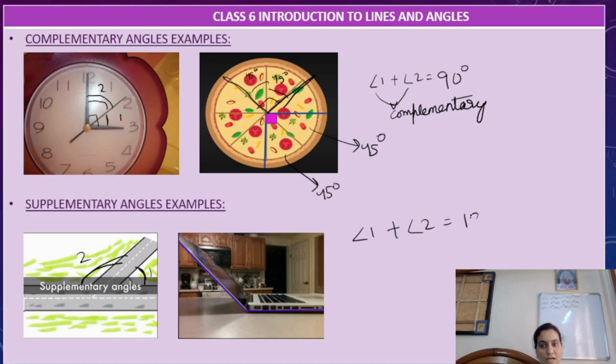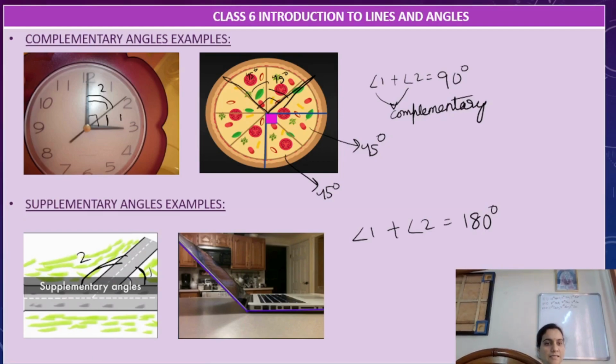They are making a straight path. They are making a straight angle. So any pair of angles which form a straight angle are called supplementary angles. Similarly here, the laptop and its shadow, together they are forming a straight angle, that is a 180 degree angle. So this pair of angles are called supplementary angles.